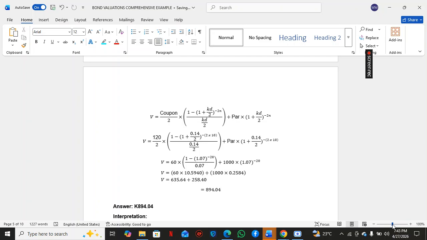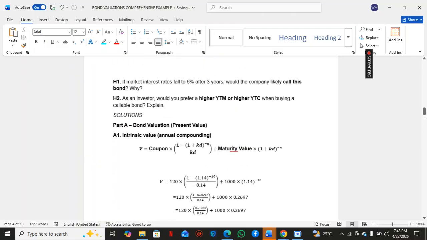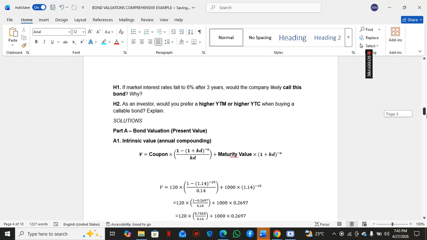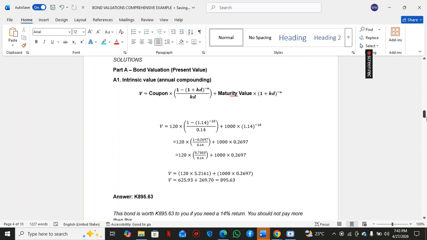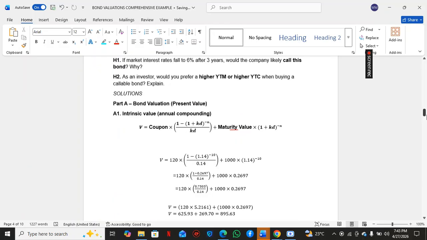So these are the two scenarios you need to know about for calculating the value of a bond: with semi-annual payments, and with just annual payments basically.